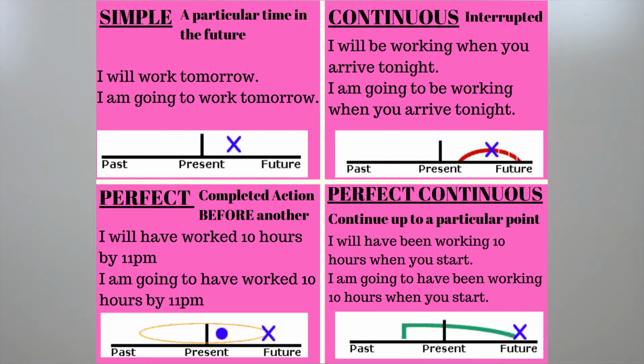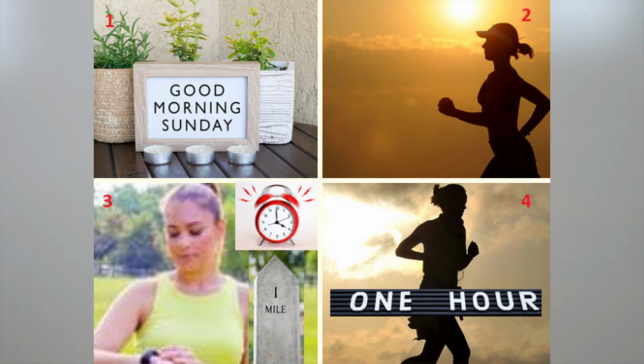Pause your video now. So on your screen, you will see a series of 4 pictures. Each picture represents one of the aspects of the future tense. The first picture I would like you to write in simple future. The second picture you will write in future continuous. In the third picture, you'll write a sentence about the future perfect. And in the 4th picture, you'll write a sentence in the future perfect continuous.